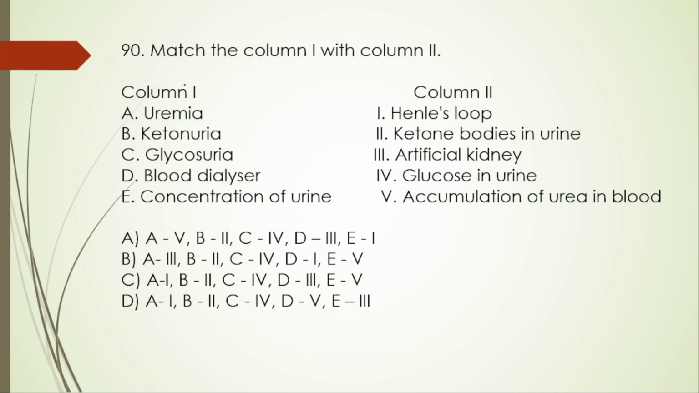90th question. Match the following, column 1 with column 2. Uremia is accumulation of urea in blood. So A is 5, only one option is there, so luckily first option it will be right. Ketonuria means ketone bodies in the urine. And glycosuria, it is glucose in urine. Blood dialyzer, it's an artificial kidney. Dialysis what we used to say. Next, concentration of urine, it is by Henle's loop. So the correct option is option A.